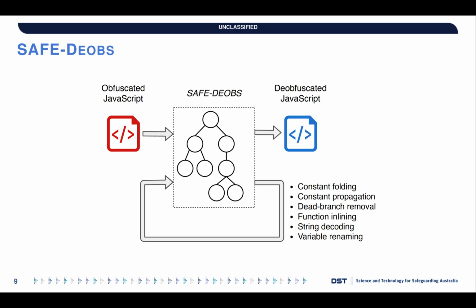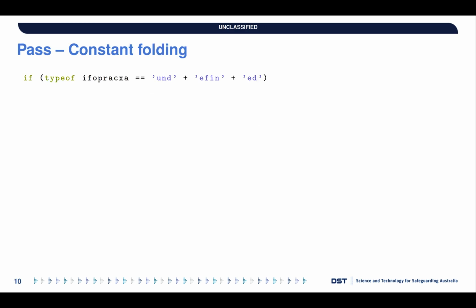SAFE-DEOBS takes in as input a piece of obfuscated malware. SAFE then raises this JavaScript to an abstract syntax tree to which we apply various pretty typical common compiler optimization techniques, and we keep applying these compiler optimizations to the AST until the AST stops changing, at which point we serialize the AST back out to readable JavaScript. So, what kind of compiler optimizations do we perform?